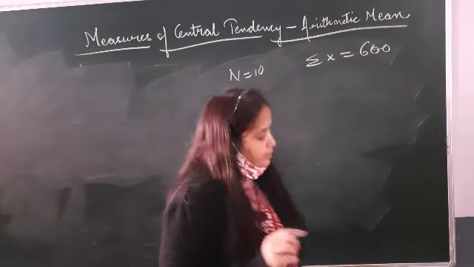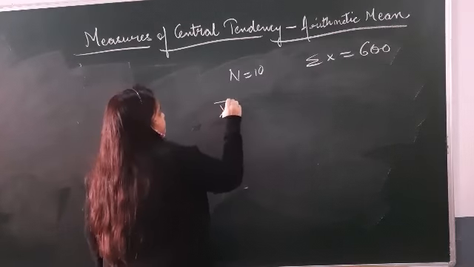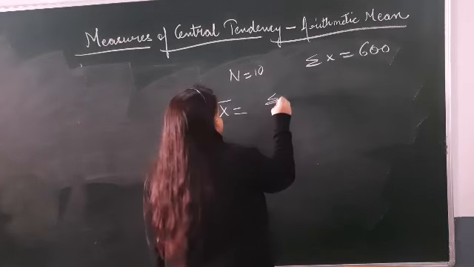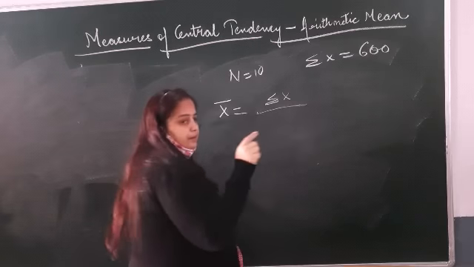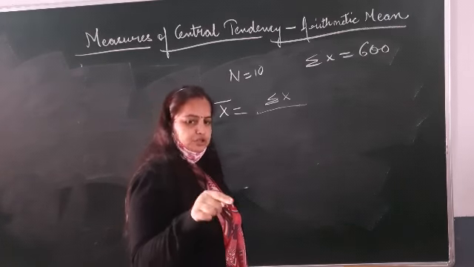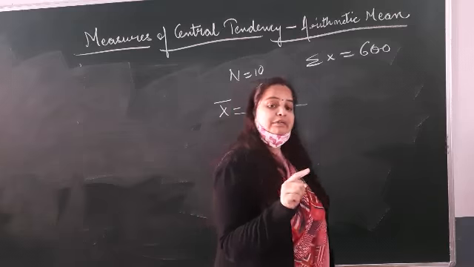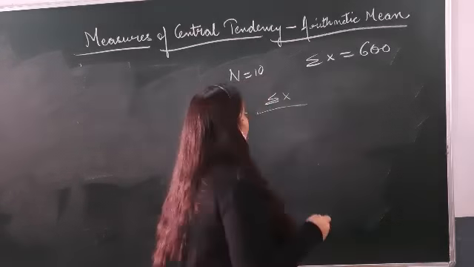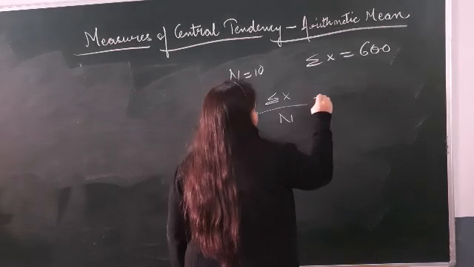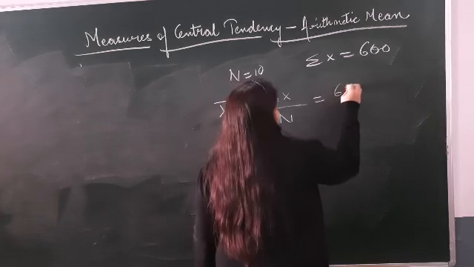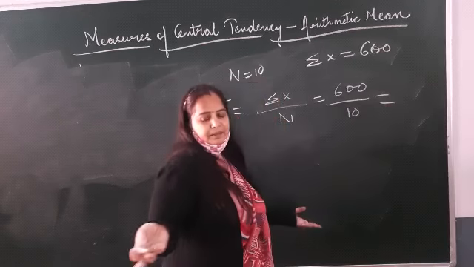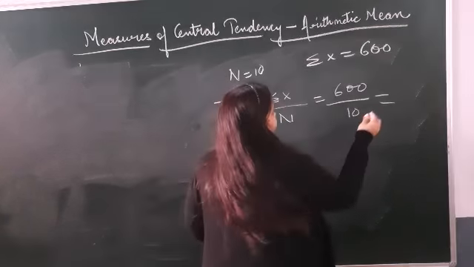So what is the formula? Same thing you will do. X bar. X bar मतलब क्या? Arithmetic mean is equal to sigma x upon n. Sigma x means what? Sum of all the values. In this question it is already given. In case it is not given, आपको total करके उसका value निकालना है. Sigma x is 600 and n is 10. Very very simple. What is the answer? 60.